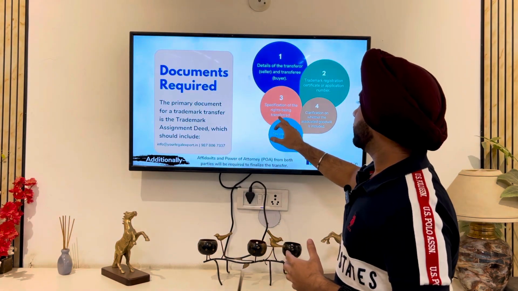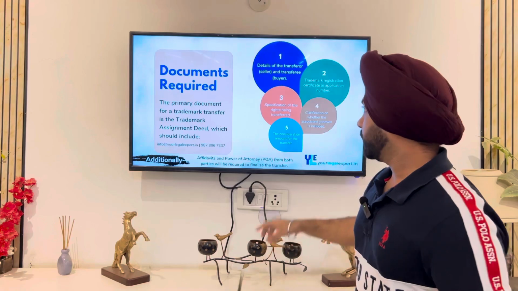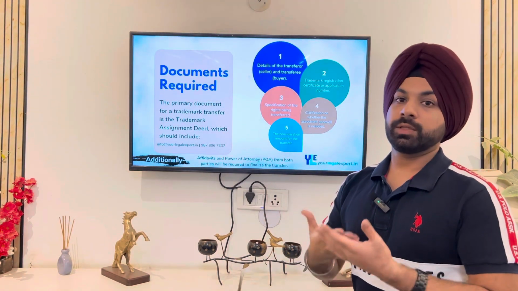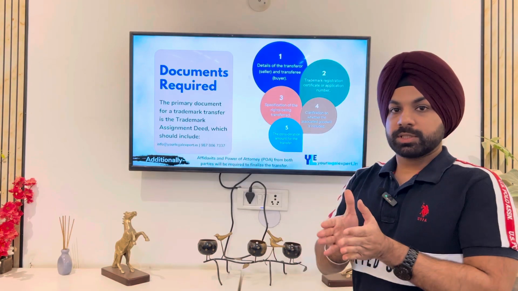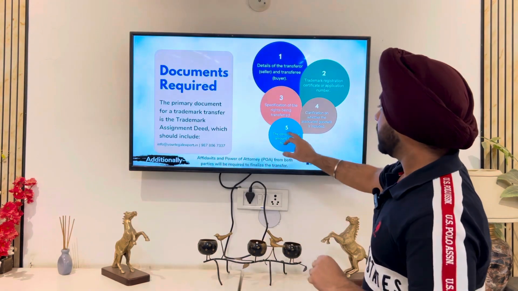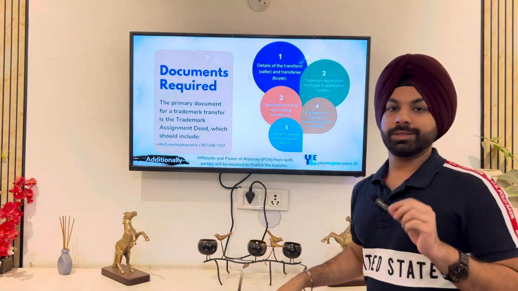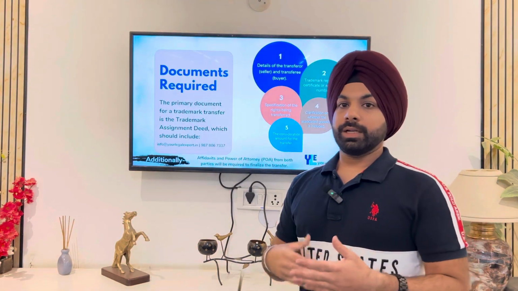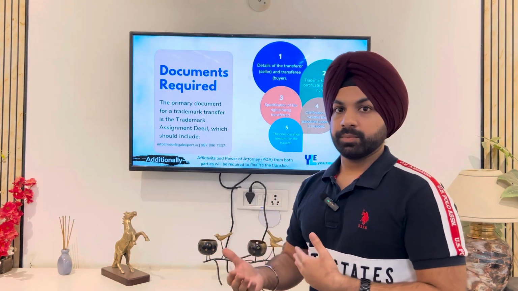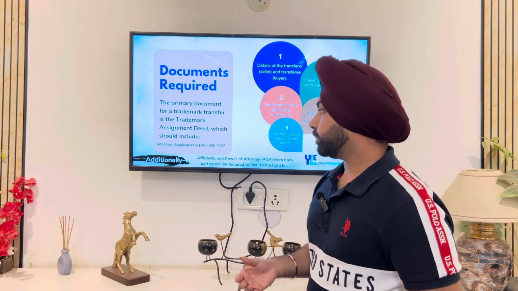Then, specifications of the rights being transferred: what rights are being transferred, is it with goodwill or without goodwill, because many people sell their trademarks with goodwill and without goodwill too. The process differs a little bit, that's why we have to clear this. The fifth one is the consideration amount. This is a major thing as well. Like you're selling something for something, so you are getting a trademark, so you have to pay something, and it should be in monetary terms.